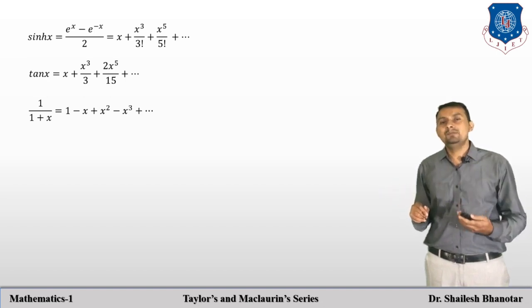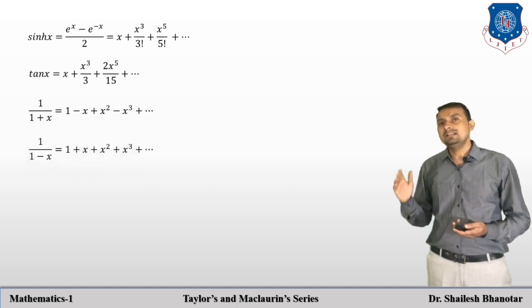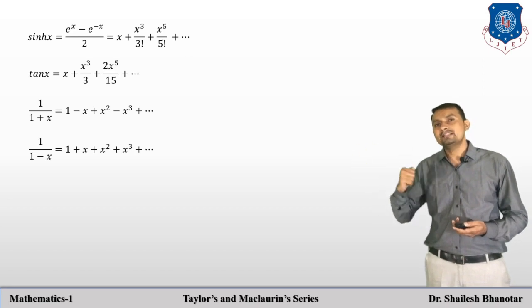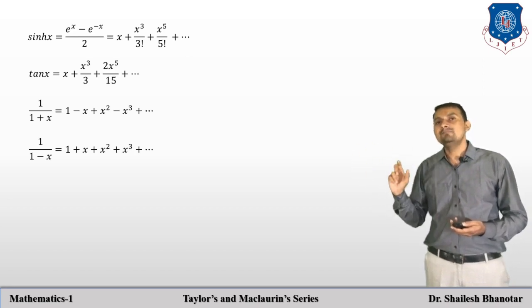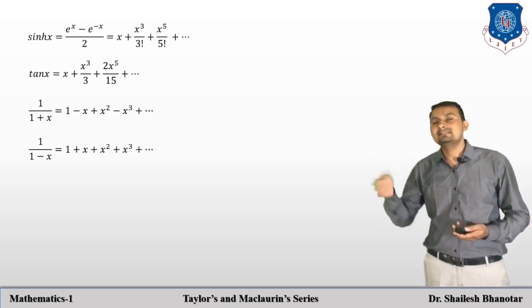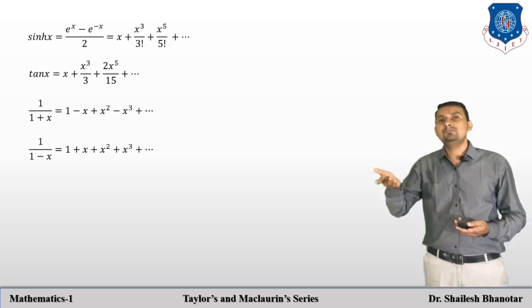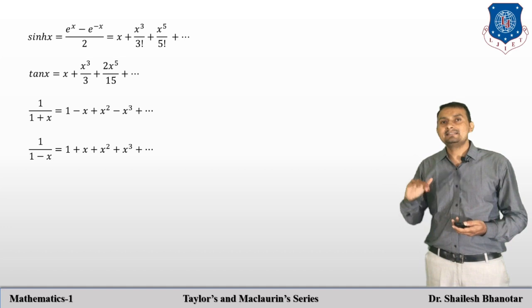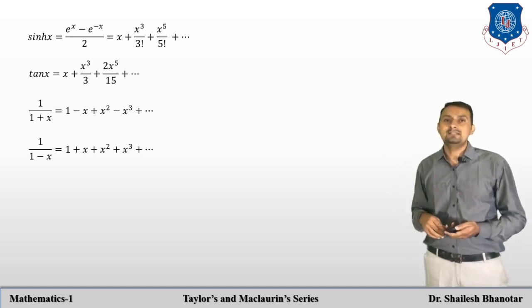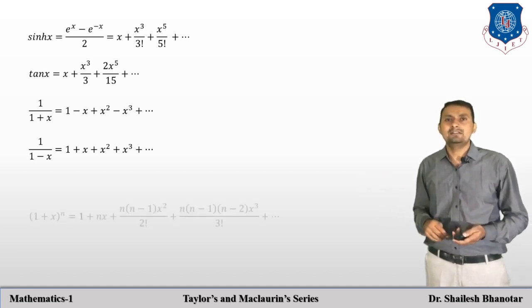1 minus x plus x square minus x cube plus and so on. But if I consider 1 divided by 1 minus x, that means from the above expression, x is replaced by minus x. The resulting form will be 1 minus minus x, that is going to be plus. So 1 plus x plus x raised to power 2, that is x square, plus x raised to power 3, that is x cube, plus and so on. And that is a nice expression. We will keep in mind these two expressions, we will use them later on.